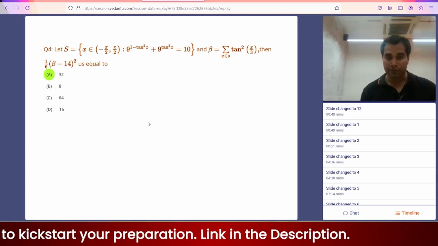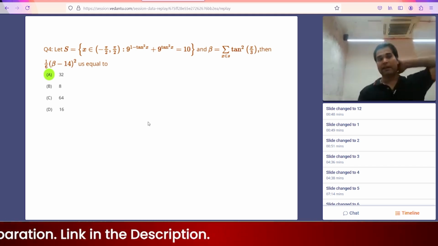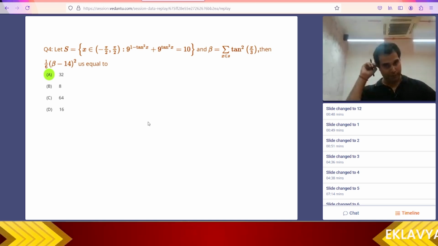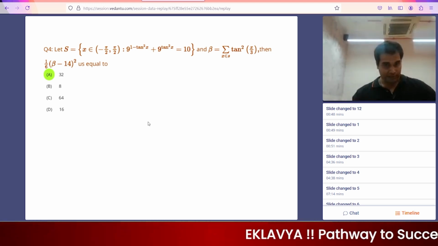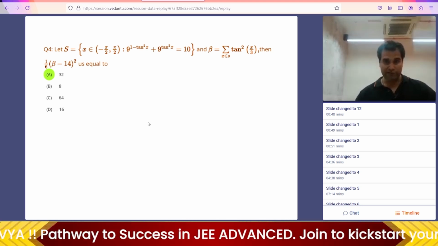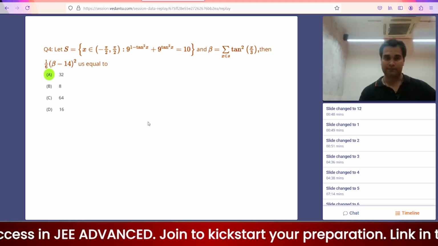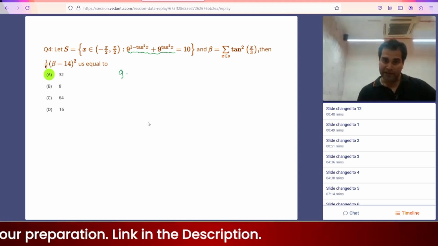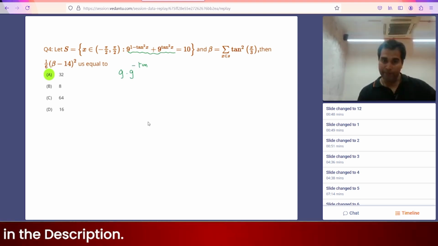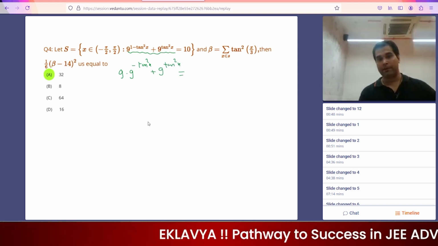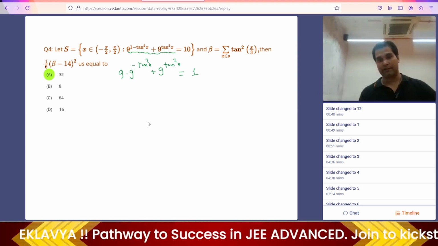Now let's do question number 4. Given that S is a set, x belongs to minus pi by 2 to pi by 2, and 9 raised to the power 1 minus tan square x plus 9 to the power of tan square x equal to 10. Here we can easily see that 9 into 9 to the power minus tan square x plus 9 raised to the power of tan square x equal to 10.